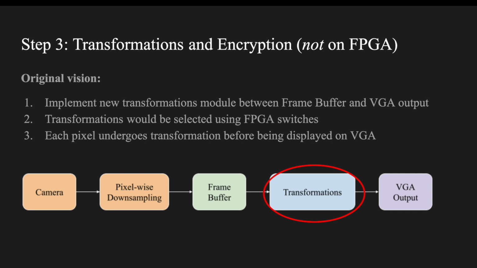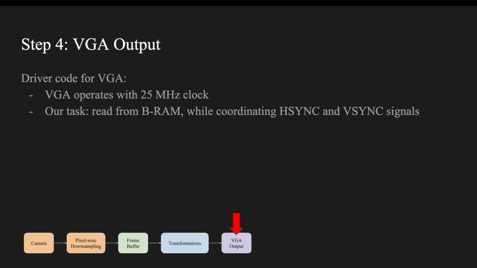We want it to lie right between the frame buffer and the VGA output and apply pixel-wise transformations in between these two blocks. And the transformation would be selected using the FPGA switches. And the final step here is the VGA output, and it operates again with a 25 megahertz clock. And so with this clock signal, we need to read from the block RAM while coordinating the HSync and VSync signals, and of course the address from which we want to read inside of block RAM.